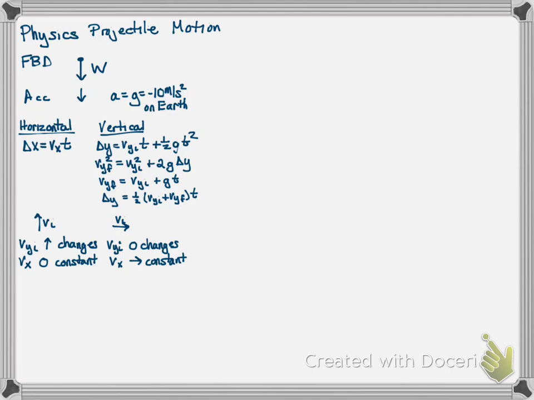Therefore, there's no net force in the horizontal direction. Therefore, there's no acceleration in the horizontal direction, and that horizontal velocity just stays whatever it was from the beginning of the problem. Now, the last option is you launch your object at an angle.